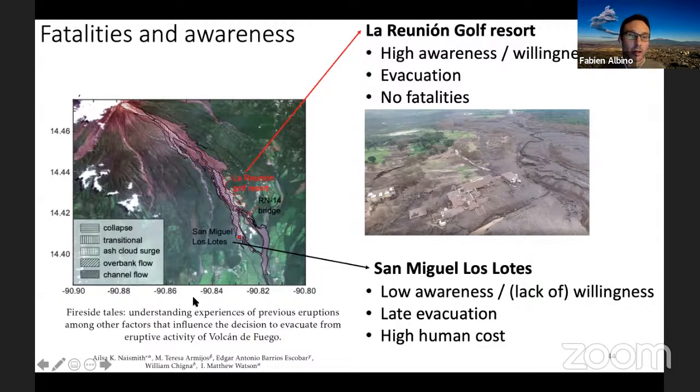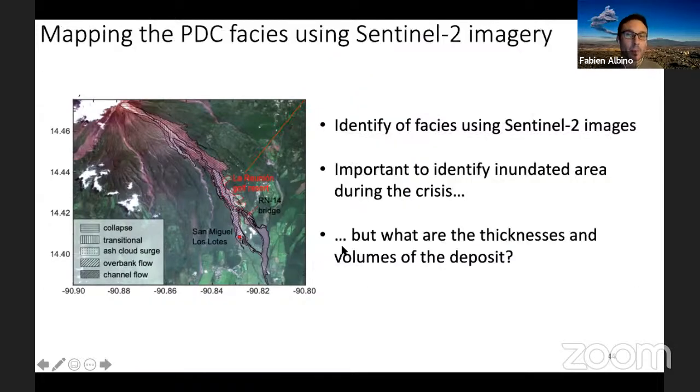And yeah, our colleague recently published a nice study about the perception of the local population. She did 32 interviews and looked at the awareness in different parts of Fuego on the flank to understand why there was this spatial difference in evacuation during this event and how to improve that.